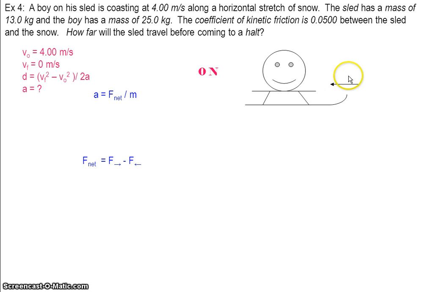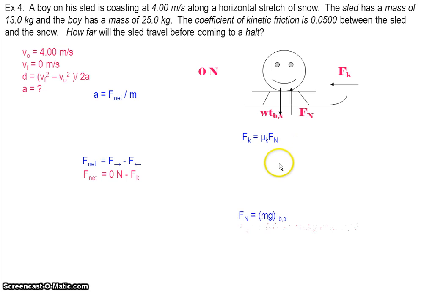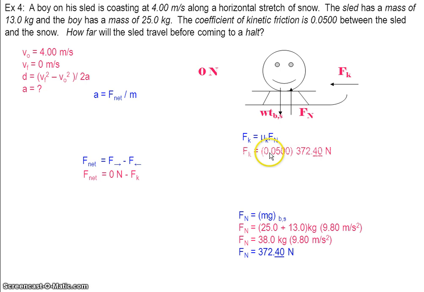The force opposing motion is the kinetic friction. So if we look at this, this will cancel to just negative Fk. And we find Fk equals mu k times Fn. Again, we talked about it in the beginning. Mu k is right here. For Fn, we can use the weight of both the sled and the boy. There we go, mass of the sled and the boy times g. There's the normal force. Plug it into here. Find our kinetic friction.